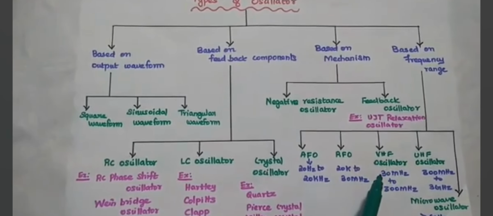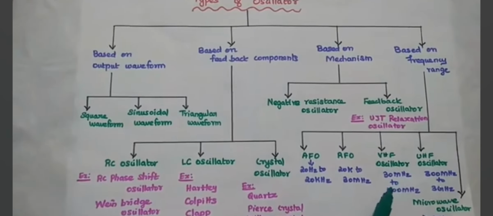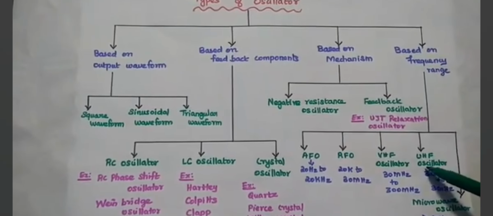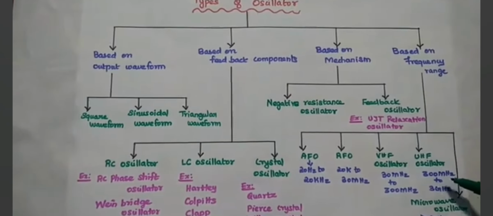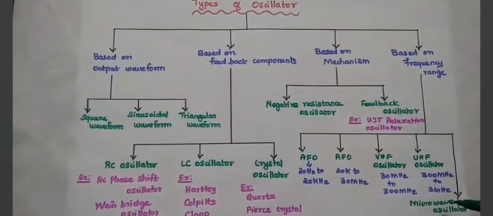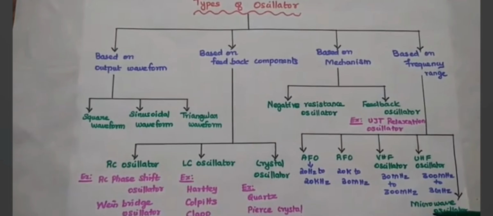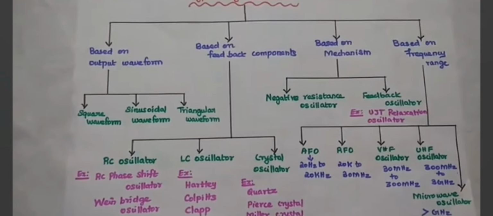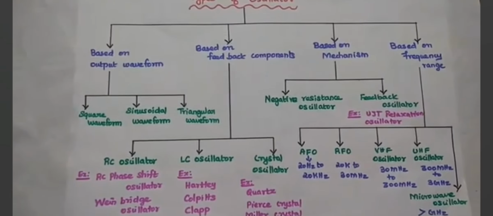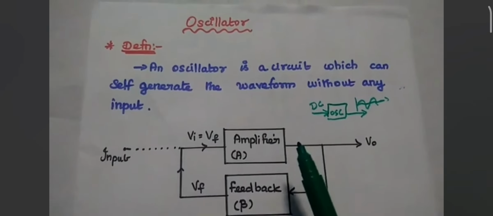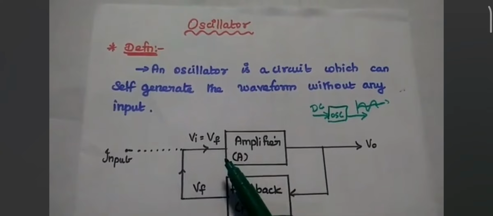Very high frequency oscillator, 30 MHz to 300 MHz. Ultra high frequency oscillator, 300 MHz to 3 GHz. The last one is microwave oscillator, which is greater than 3 GHz. Okay, so this is the overview of the types of oscillators. Now the basics of oscillator. Let's start with the definition.